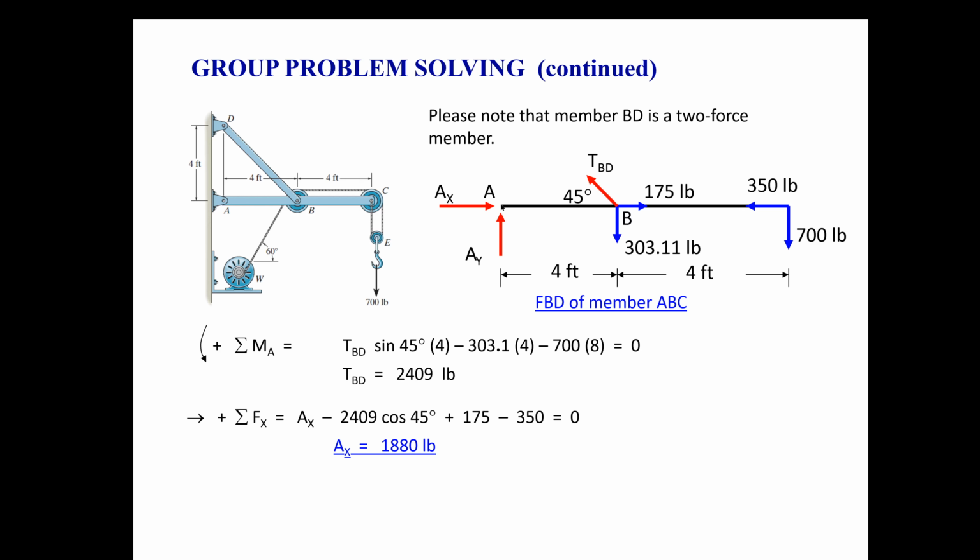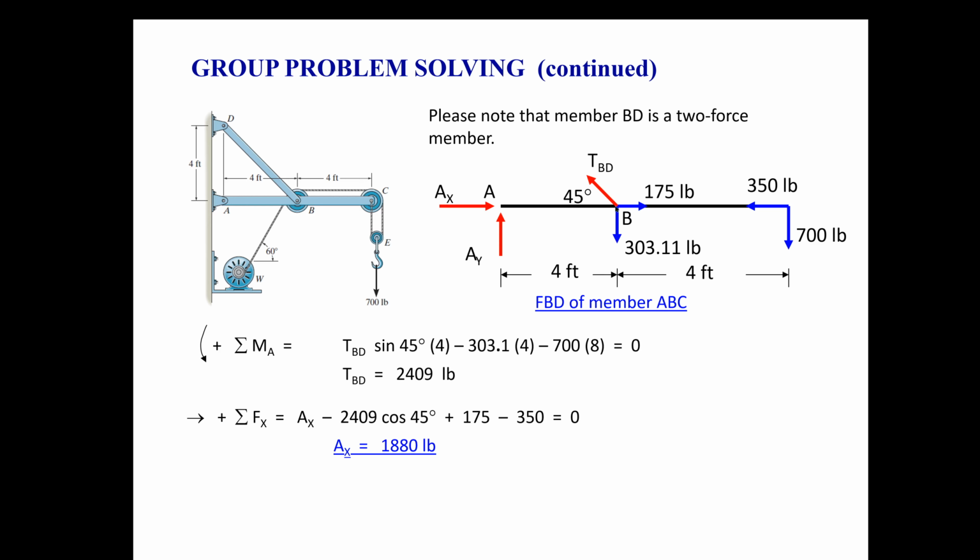And it's times 4, so it's from here to here, which is 4 feet. And then this is the vertical component, okay? And it's positive because it would cause counterclockwise rotation about A. And then the next one's the 303, and it's a negative because it causes clockwise rotation about A, and it's acting at 4 feet also.